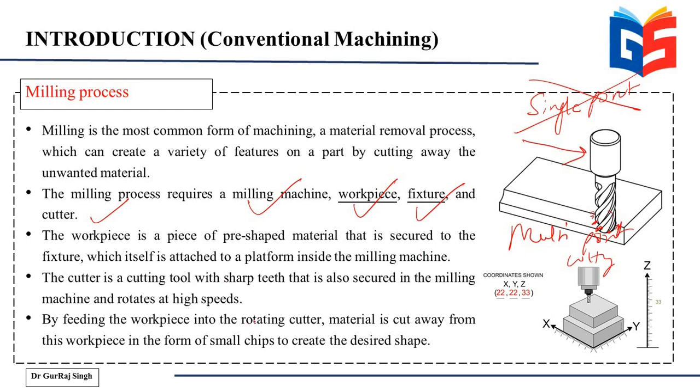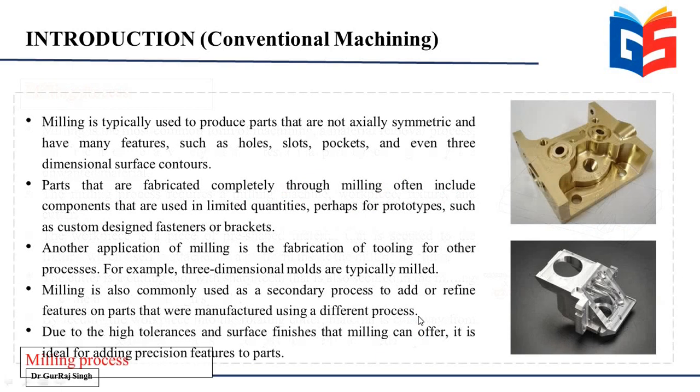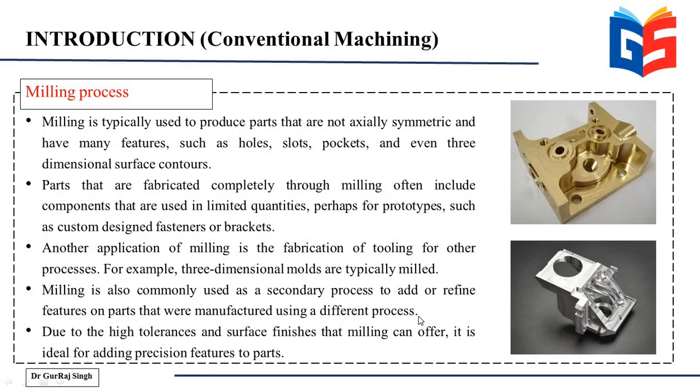And by feeding the workpiece into the rotating cutter, the material is cut away from the workpiece in the form of small chips which are used to create the desired shape. So this is a basic introduction to milling. And now, what are the applications of milling? So milling can be used to produce parts which are usually not symmetric and have many features such as holes, slots, pockets, and even 3D surface contours. So you can see these parts. These have been manufactured by a milling process. So you can give all these different shapes, these contours, these cuts using a milling cutter.